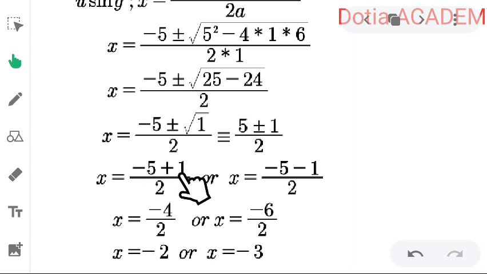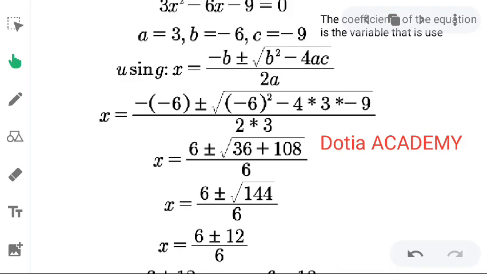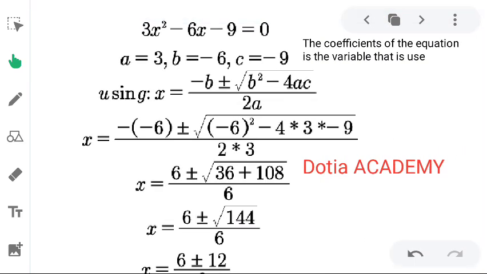So you have minus 5 plus 1, which is minus 4 over 2, or minus 5 minus 1, which is minus 6 over 2. When you divide minus 4 by 2, you have minus 2. Divide minus 6 by 2, you have minus 3. So the solutions of the quadratic equation are minus 2 and minus 3, which is exactly what we obtained in the earlier methods of solving quadratic equations.